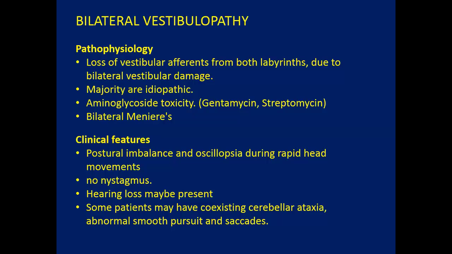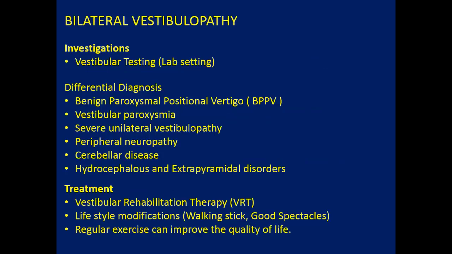No nystagmus. Hearing loss may be present if the labyrinth is affected. Otherwise, no hearing loss. Some patients may have coexisting ataxia and abnormal smooth pursuit and saccades. These patients have very poor work tolerance because they cannot work because of this oscillopsia. Sometimes they feel comfortable when they have something in their hand. When the farmer has a hoe in their hand, they can maintain balance. Or when they are sweeping with a broom, they are more comfortable because there is something to lean on.